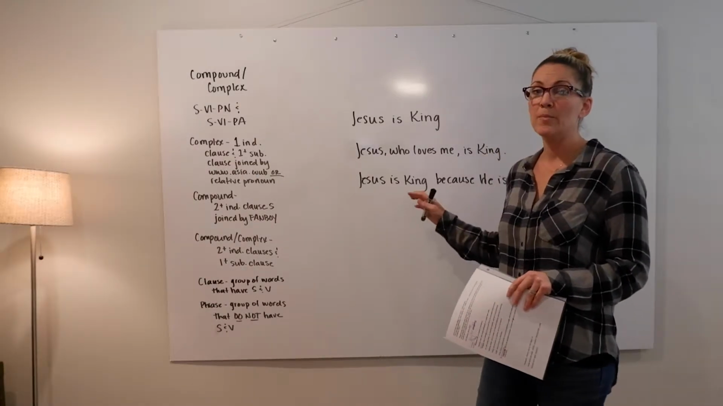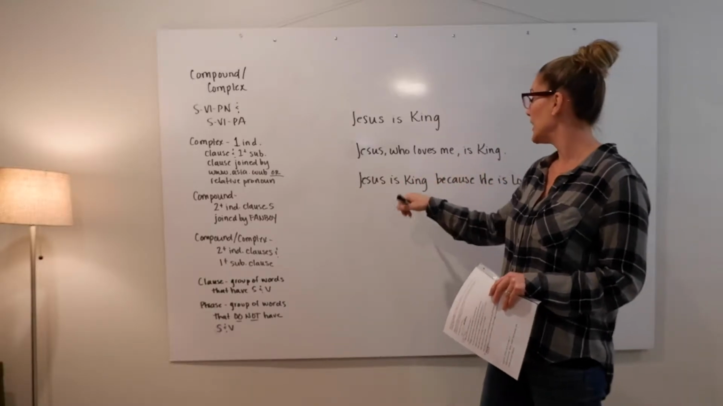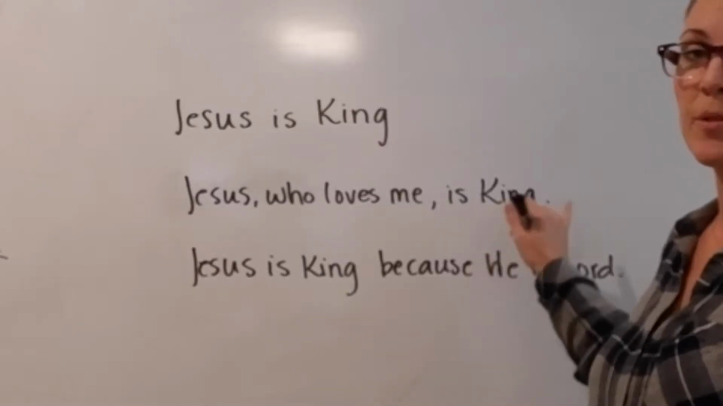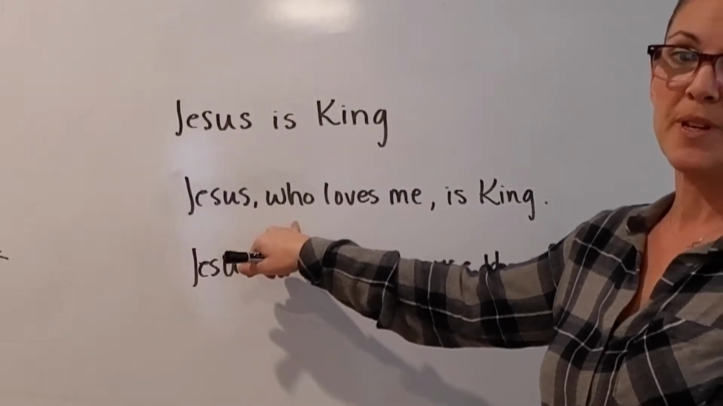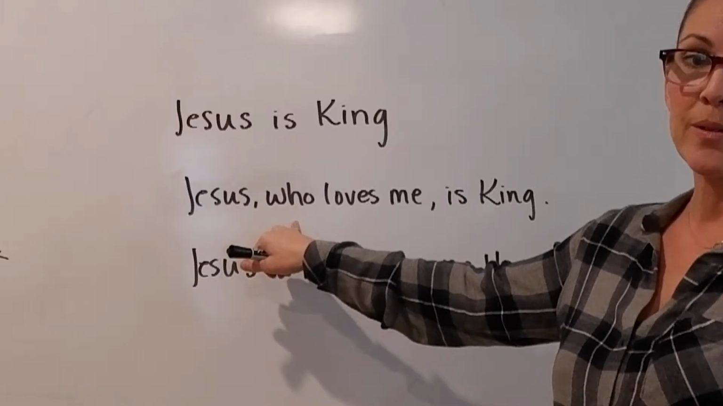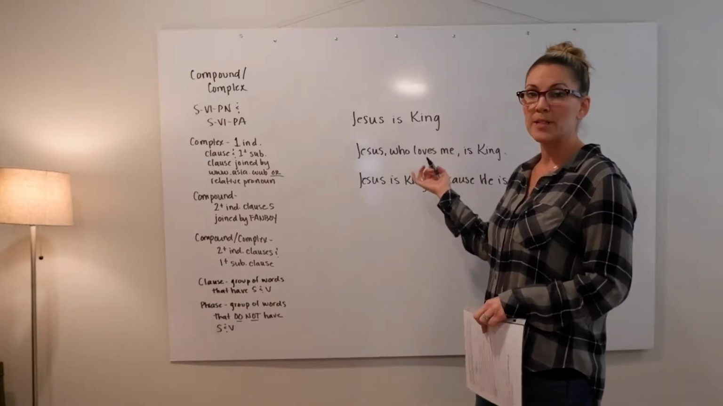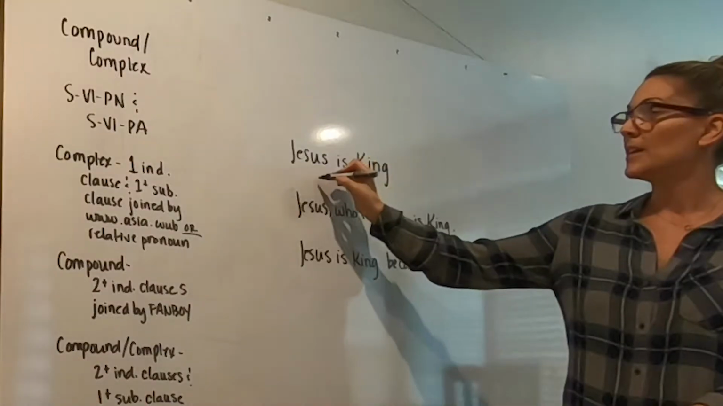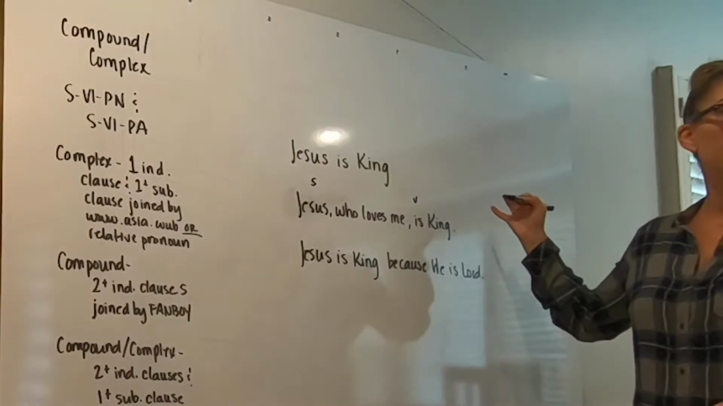Okay, so hopefully you came up with something like either Jesus who loves me is king, or Jesus is king because he is Lord. So notice in this first example, I've used a relative pronoun to introduce my subordinate clause. And how do I know it's a subordinate clause? Let me go through this. So Jesus who loves me is king. Who or what is my subject of the sentence? Jesus. What's being said about Jesus? He is, right? Jesus is who or what?